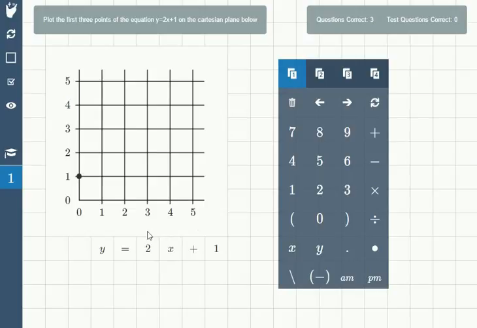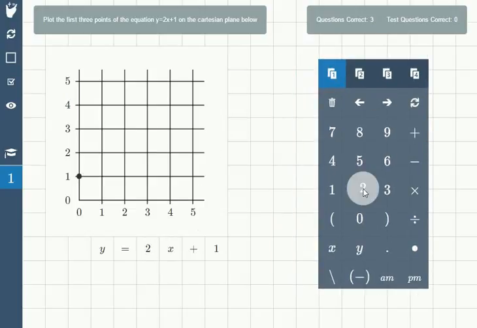Now we need to figure out where the next point on the equation's line will be. To do that, we need to look at the slope number. This equation has a slope of 2, which is the same as a slope of 2 over 1, where 2 tells us how much to move vertically between 2 points on the line, and the bottom number, 1, tells us how to move horizontally between 2 points on the line. So what I mean by that is, with a slope of 2 over 1, to move to the next point on the line we need to go up 2 and across 1.